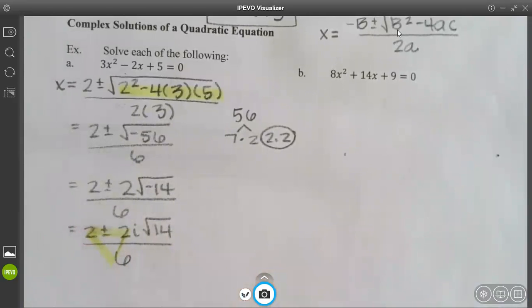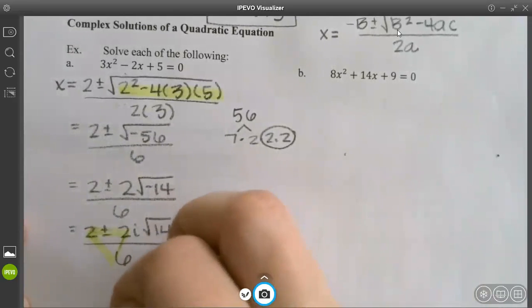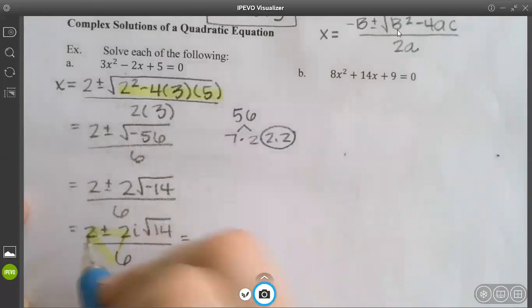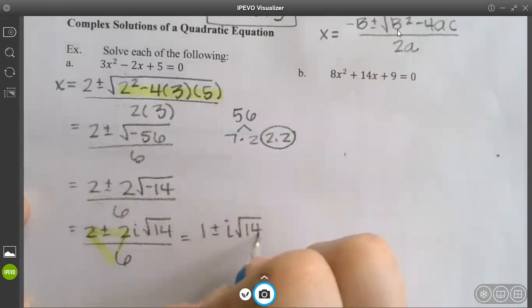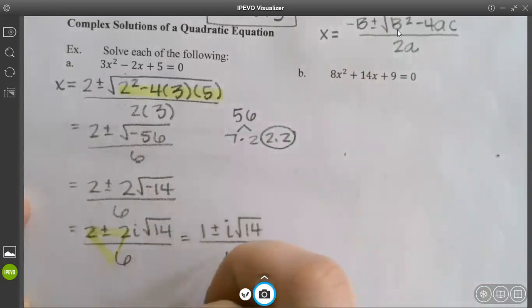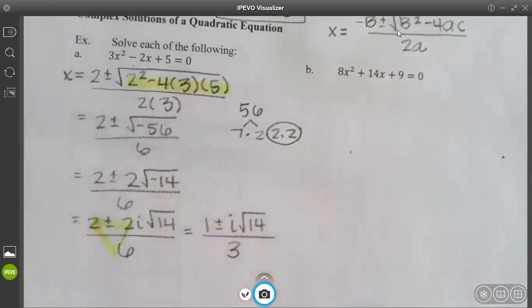is that triangle of numbers. They're all divisible by 2. So 2 divided by 2 is 1. Plus or minus 2 divided by 2 is 1. So I square root 14. 6 divided by 2 is 3. Do not touch the square root part. Okay, do not touch the square root part.